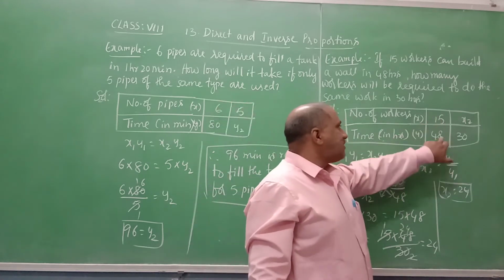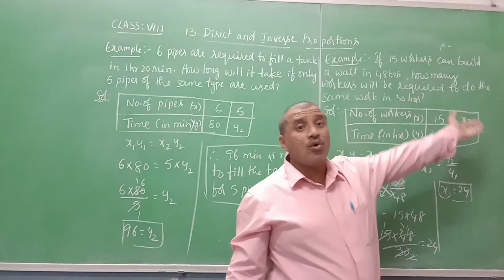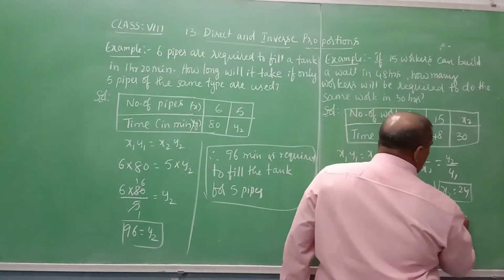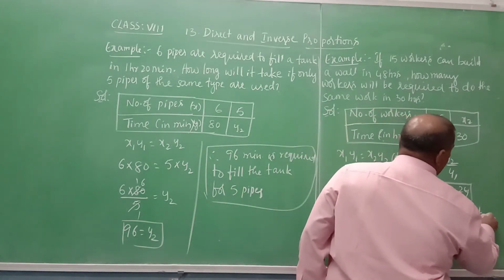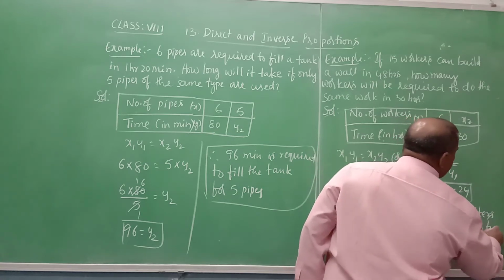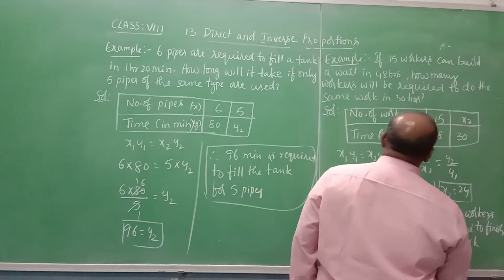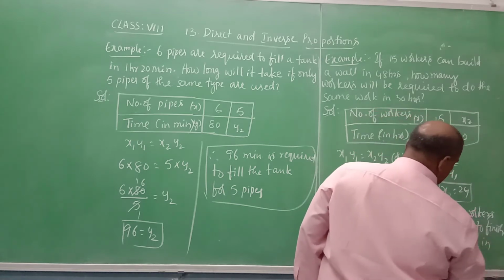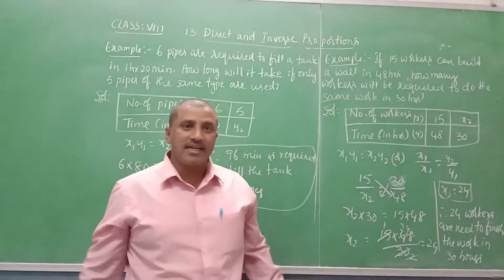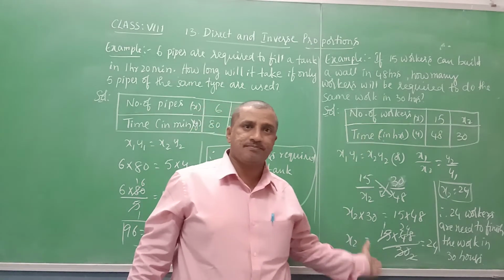So here 15 workers will finish in 48 hours. To finish the same work in 30 hours, we require more people. How many workers? It is 24 workers. Therefore, 24 workers are needed to finish the work in 30 hours. So as the time is decreased, the number of workers is increased. Hence it is in inverse proportion.